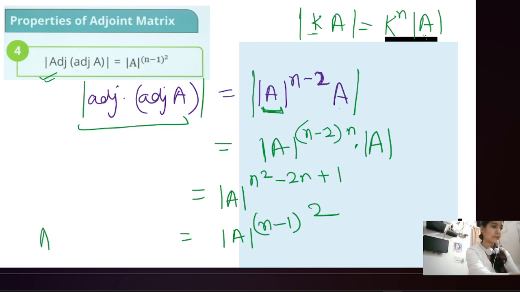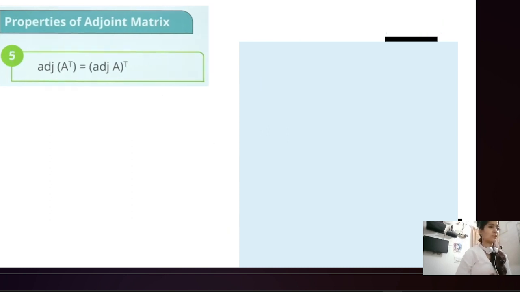So we can directly write here adjoint of A determinant is equals to this. Okay, so this is the property that we need to prove. Now move to the next property. Next property is quite easy.